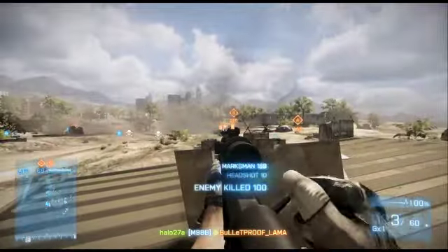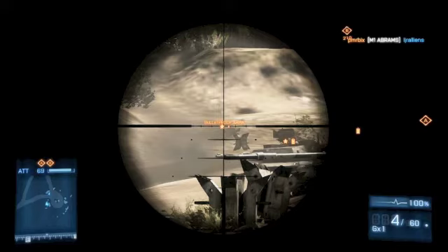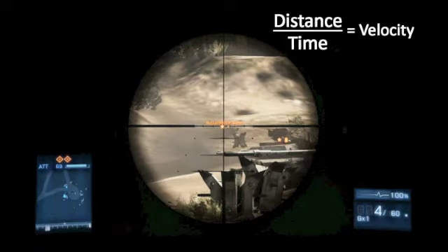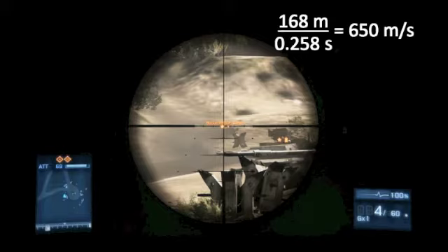I'll find a target and take my shot. Now I'll show you the math. I'll use the same formula as before. Distance over time equals velocity. My distance is 168 meters, and my time is 0.258 seconds. This tells me that the speed of the bullet fired is 650 meters per second.